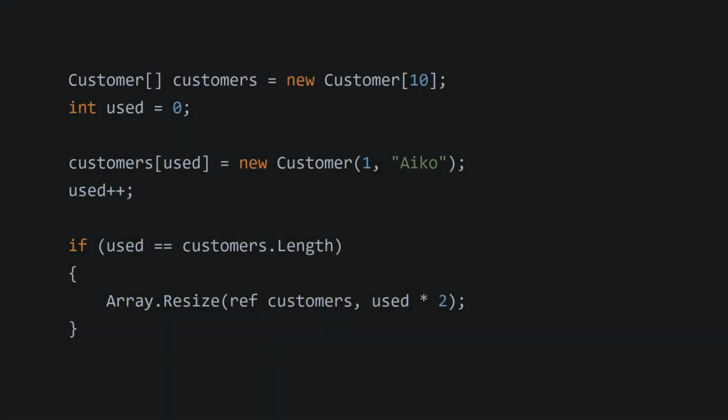So you start managing storage by hand. You guess high and carry empty slots you have to skip, or you guess low and copy everything into a bigger array when you run out. You track how many slots are actually used in a counter of your own. And the day that counter and the array disagree, you get an index out of range exception in production. None of that is your business logic. All of it is bookkeeping.